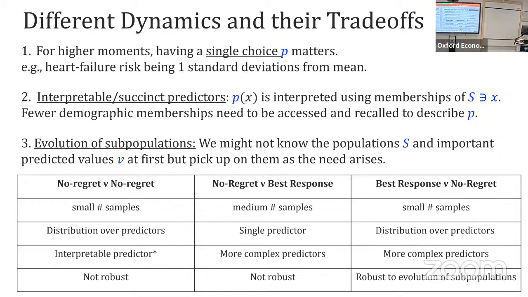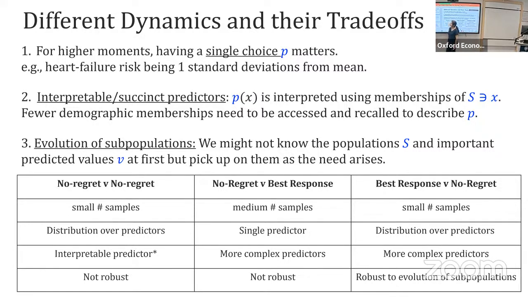The first one is single predictor versus distribution over predictors. And in some applications, a single predictor is really important. One example of this is if you're trying to predict something that is of higher moment, like I'm not just trying to predict your heart rate, but whether or not it's within one standard deviation of the mean, or is it more than one standard deviation? That type of prediction starts to depend on things that aren't just about means, but on variances as well. And having randomness makes those predictions less meaningful, okay? For those examples, you really want a single predictor, and a single predictor can be guaranteed only in one type of dynamic, where the predictor is using no regret and the adversary is using best response.